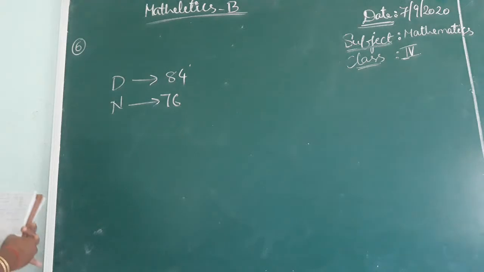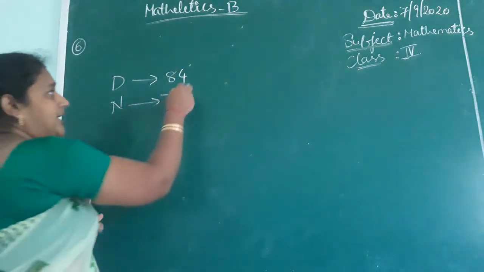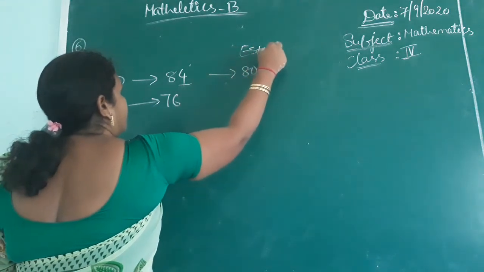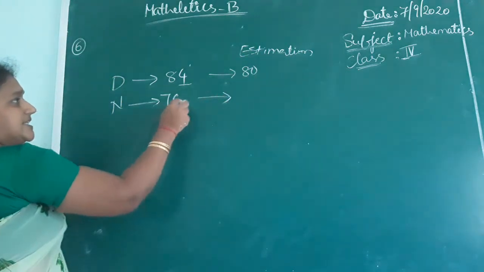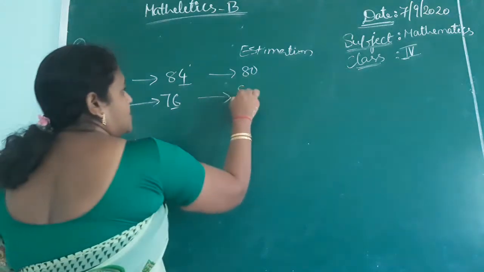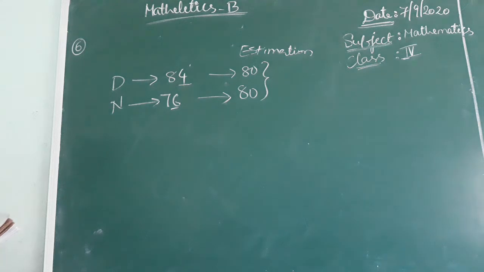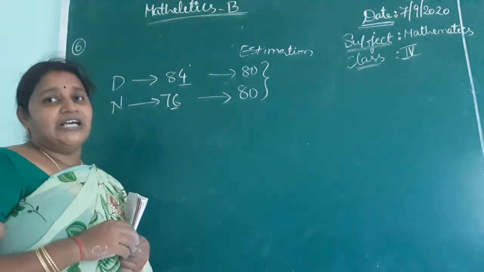But the teacher rounded these two to the nearest tens. Nearest 10 of 84 is 80, estimated. What is the nearest estimation of 76? Next tens, 80. So she rounded like that for both the numbers. Is it fair? No, it's not correct. We should not give the rounded number of the given number.